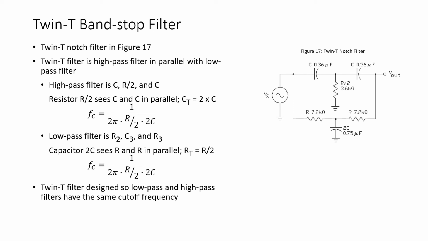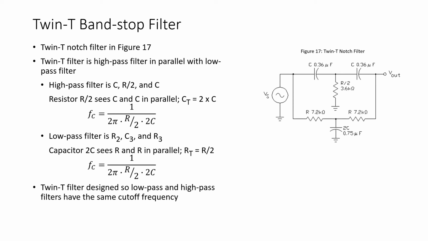Now, a popular circuit configuration for implementing a band stop filter is with a twin T circuit, as shown in figure 17. Now, this twin T filter, and of course it's called a twin T filter because the combination of C and R divided by 2 and R and 2C look like the letter T, so they refer to this as a twin T circuit.